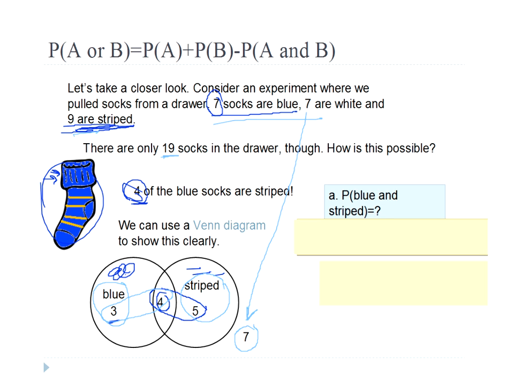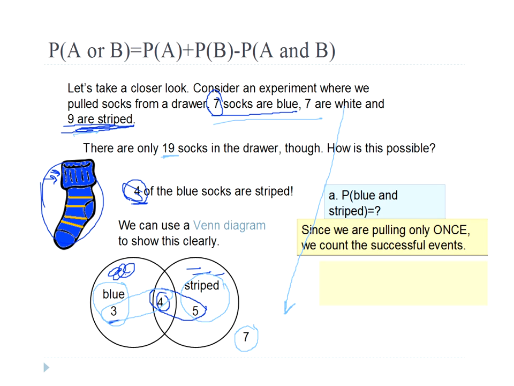What's the probability of randomly picking one sock and it being a blue and a striped sock? So I'm only picking once here, so there's no multiplying. I'm just counting. How many socks are blue and striped? Well, that's 4 socks, and so I've got 4 out of a possibility of 19 socks.